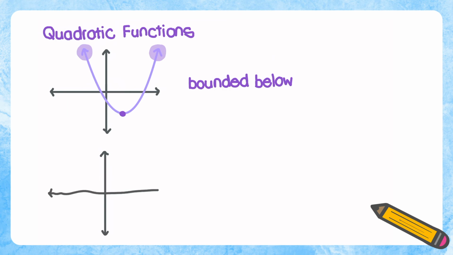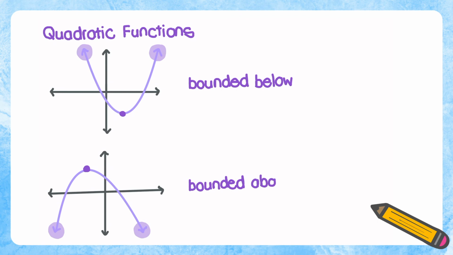And then what if we have that reflected parabola? So this function can go down and down for a really long time, forever basically, but it can't go past this point up here. So it's bounded above. So this top parabola is bounded below, and this one is bounded above.